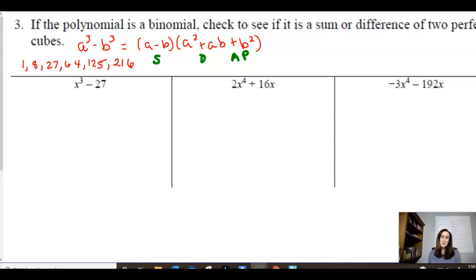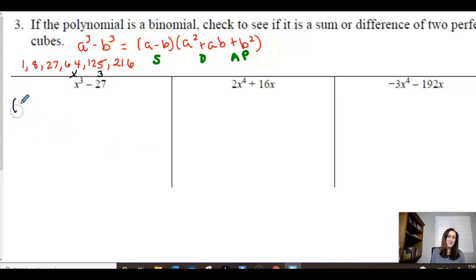Here are some perfect cubes for you. We have 1, 8, 27, 64, 125, and 216. So when you see those with the difference sign, you may have a difference of two cubes. X cubed is a perfect cube. It's x times x times x. And 27 is a perfect cube. It's 3 times 3 times 3. So how you factor it is the x is the a and the 3 is the b. And you just plug it into the formula.